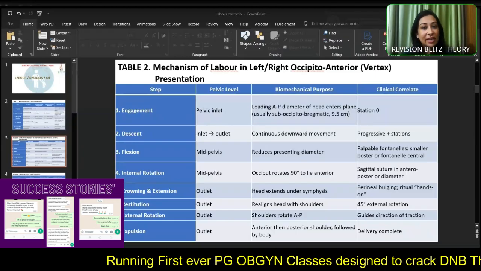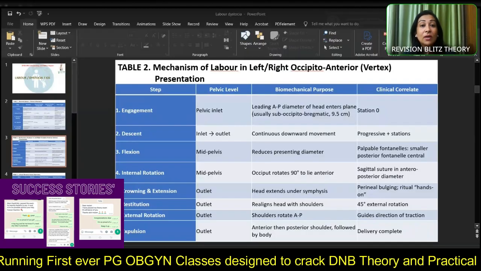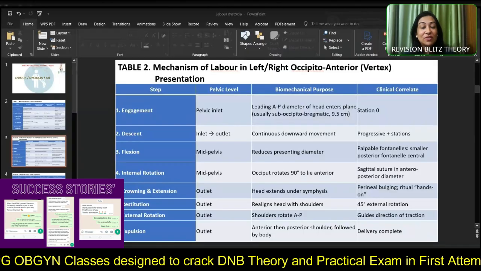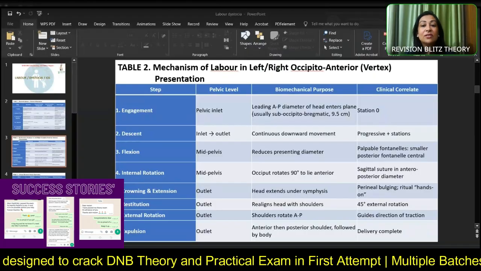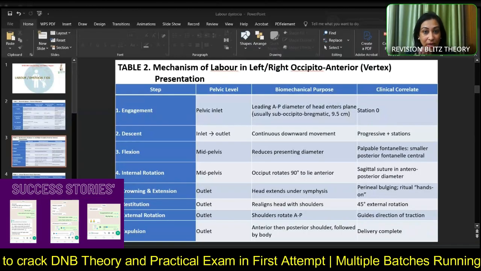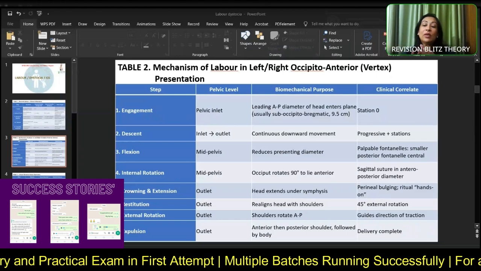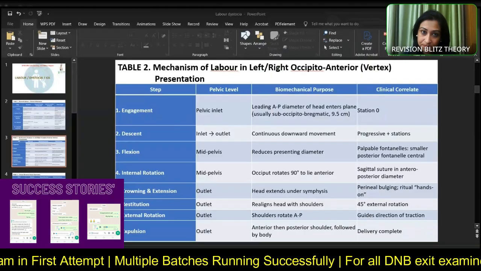Then internal rotation takes place at the level of the inlet, the level of what do we call that plane? Plane of least dimensions, right? So that is where your internal rotation takes place, and it rotates 90 degrees to lie anteriorly. The occiput comes right under the pubic symphysis, and then there is crowning with extension. So the head comes out with extension, not with flexion.